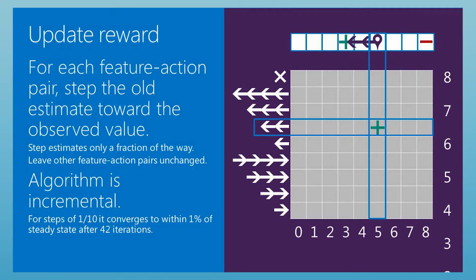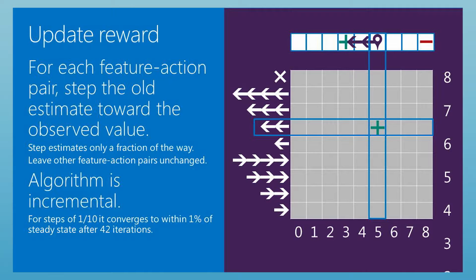This is an incremental algorithm, which means that each time through it does the same thing. Each time it gets a new data point, it performs the same operation. So if we step the estimate 1/10 of the way from the old estimate to the observed value, then you can show that within 42 iterations, you get to within 1% of a steady state value. So you have to experience something a number of times before you get a good estimate of what it's likely to do.